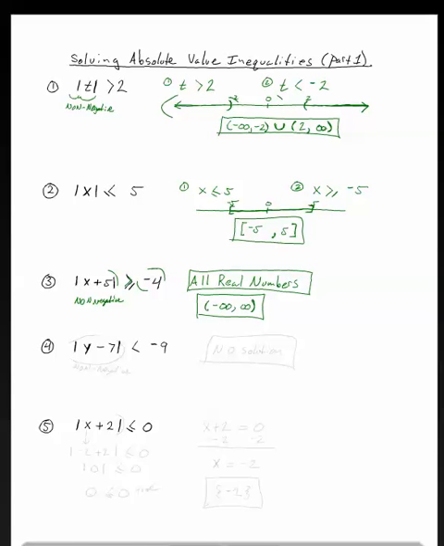In example number 4, we have the absolute value of y minus 7 is less than -9. Once again, we have to remember that this absolute value is non-negative, which means the smallest it can ever be is 0. 0 is not less than -9, and no positive number is less than a negative number. So this one has no solution.